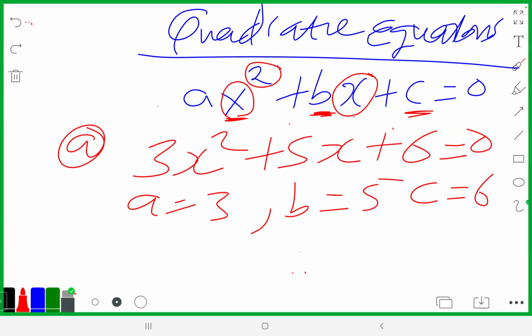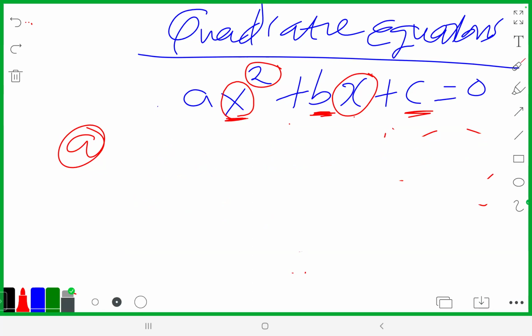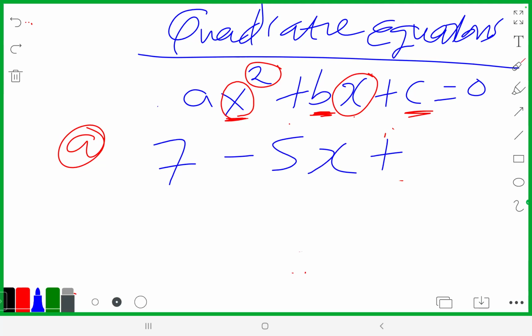Now, it is not always that the equation will be arranged in this manner. Sometimes the equation can be arranged like this. Let's rearrange it. Let's say we have an equation positive 7 minus 5x plus 2x squared equals 0. So what is the value of A? Regardless of where the value of A sits, it will still be the value of A. You look, the value of A is where the variable is raised to the power 2. I've already told you that this variable can be any letter. So in this case, the value of A will be positive 2.